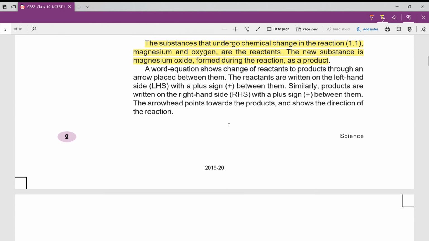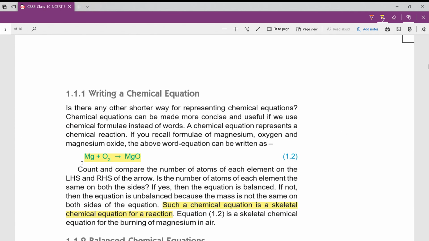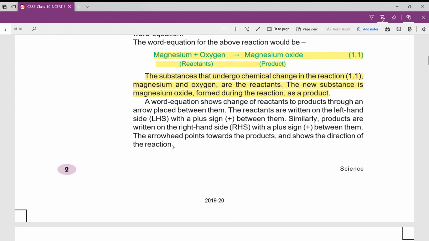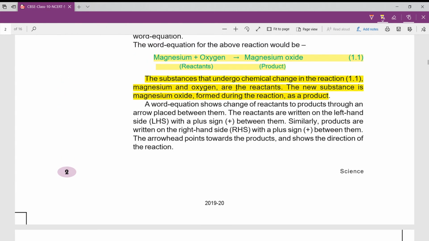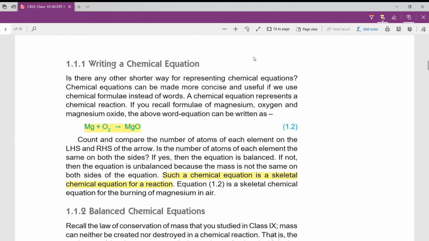The same in formula form, we write as Mg, that is the formula of magnesium, plus O2 gives rise to MgO. Now, the substances that undergo chemical change in the reaction are reactants. That means here the reactants are magnesium and oxygen and the product is magnesium oxide. This we have seen. I think as far as we have covered, it is crystal clear.